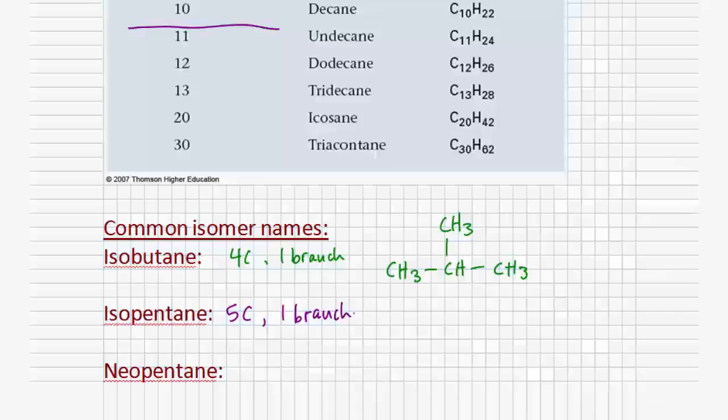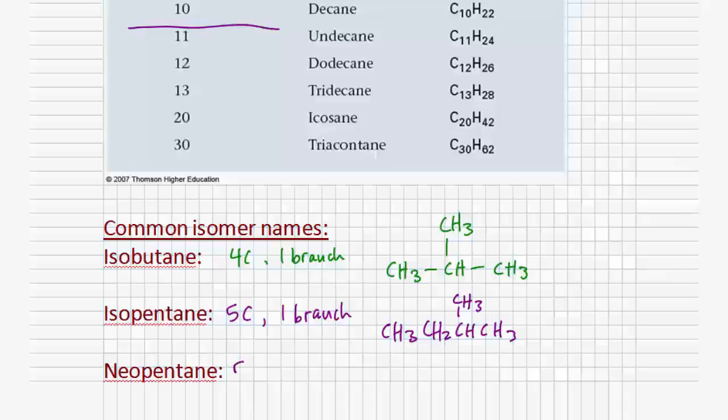Isopentane has 5 carbons and 1 branch. Only one way to do that. CH3, CH2, CH, CH3, but again with a CH3 attached to either of those central carbons. Remember I said there's only one way to do this with one branch. If I made that branch sooner, that would have been this same thing, but just flipped over. So still just one molecule.